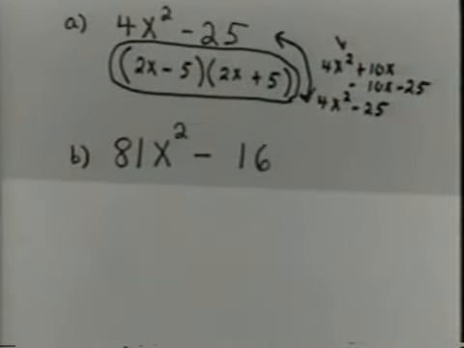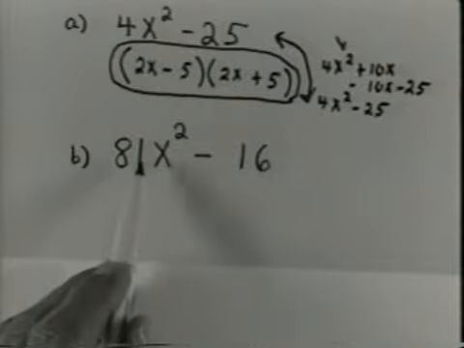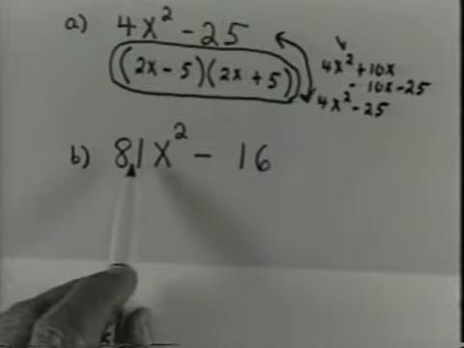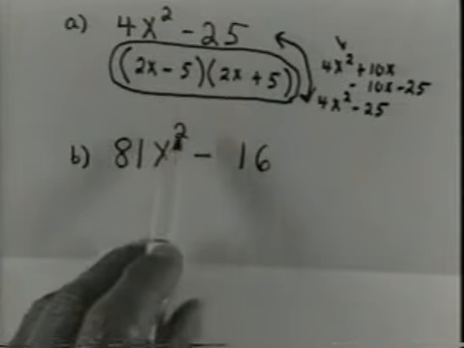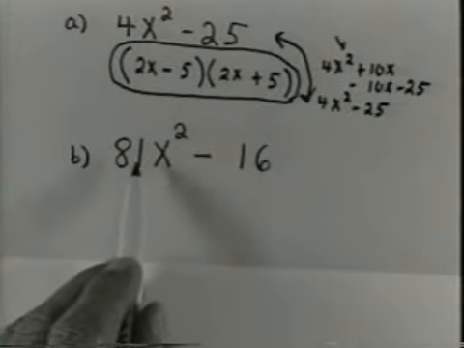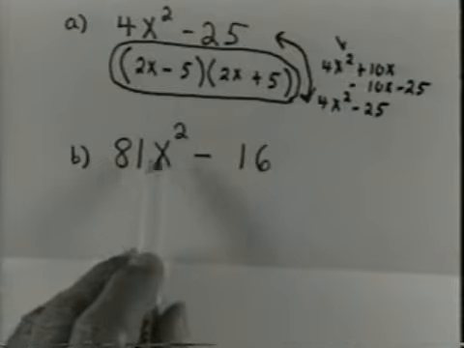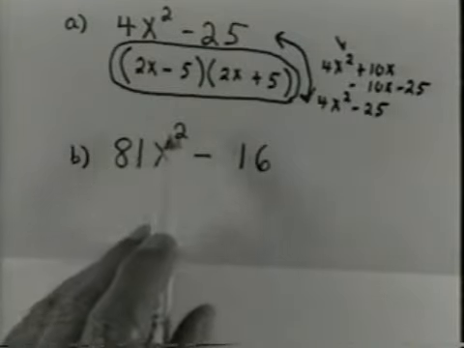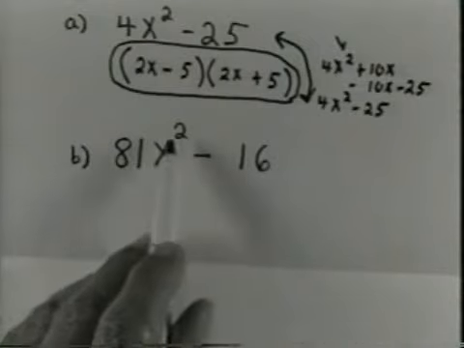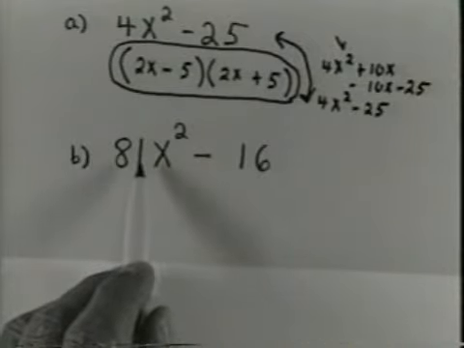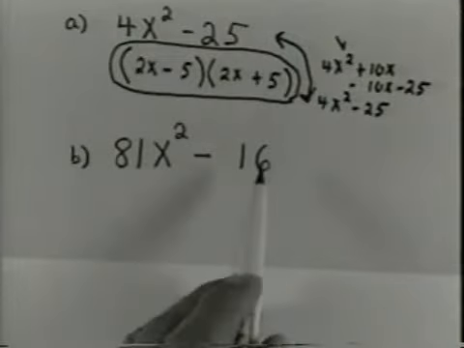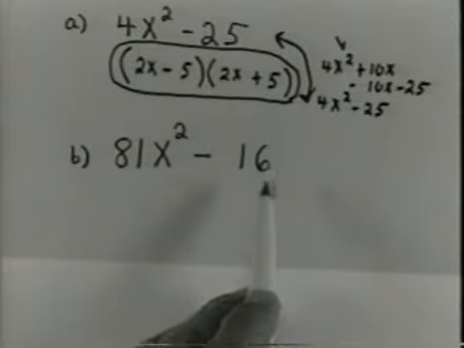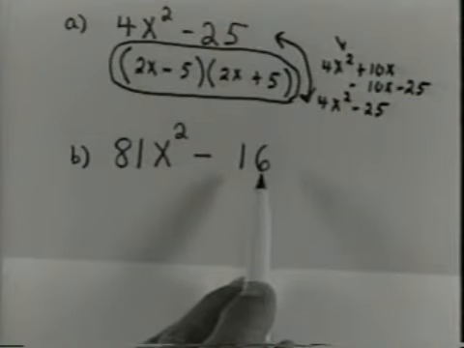Let's look at another example. 81x squared minus 16. The first thing we need to do is to make sure that both of them are perfect squares. So I need to say, what is the square root of 81x squared? In other words, what multiplied by itself gives 81x squared? Well, a little guess and checking will give us 9x. 9x times 9x is 81x squared. Well, what times itself gives 16? After a little thought, we get 4 times 4 is 16.